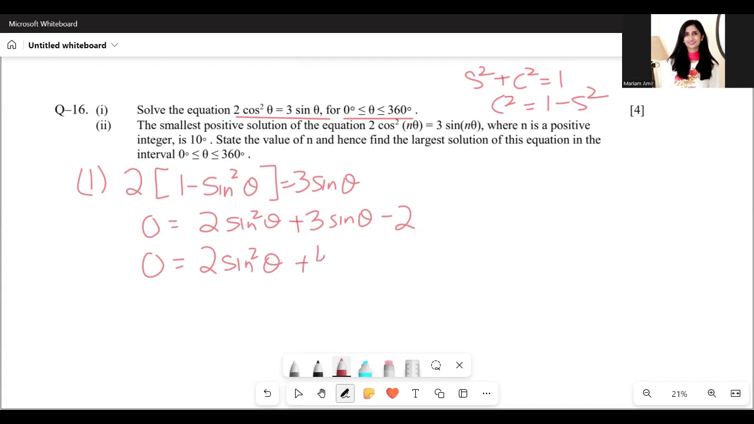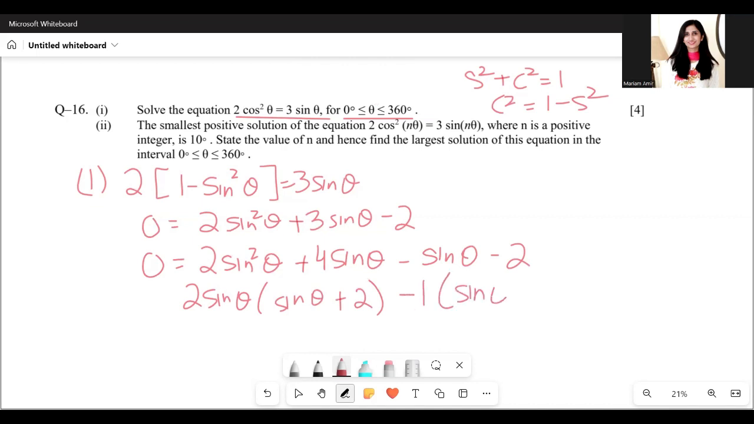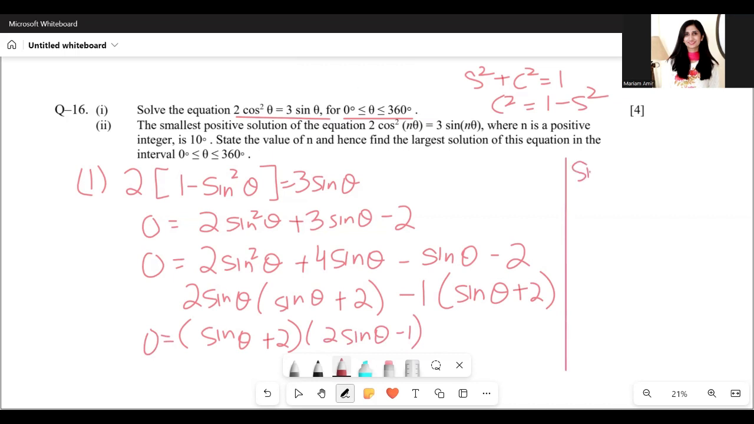So it's going to be 4 and minus 1, the factors for middle term breaking. Now I'm going to take 2 sine theta common here, which gives me sine theta plus 2. And here we can take -1 common, which gives us sine theta plus 2 again. So we have sine theta plus 2 in one bracket and 2 sine theta minus 1 in the other, which gives us sine theta equals -2 and sine theta equals half.